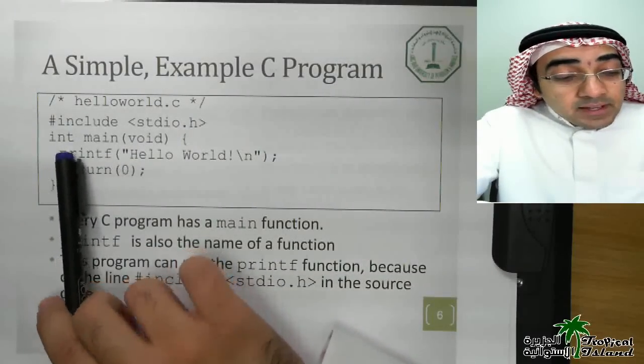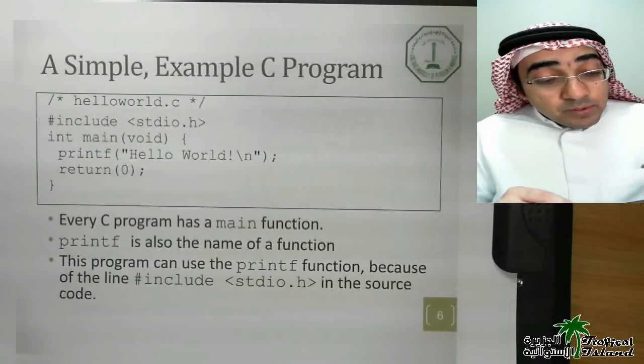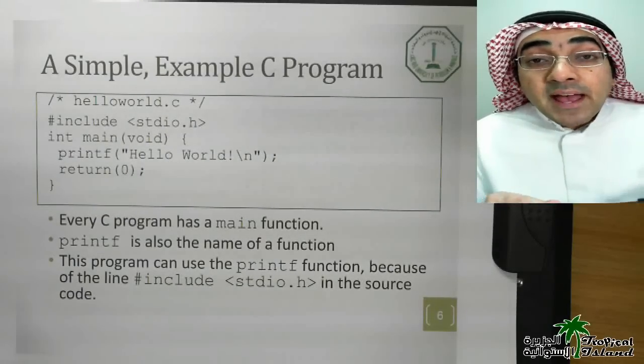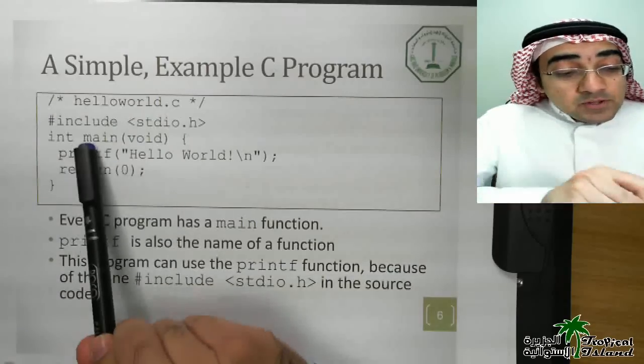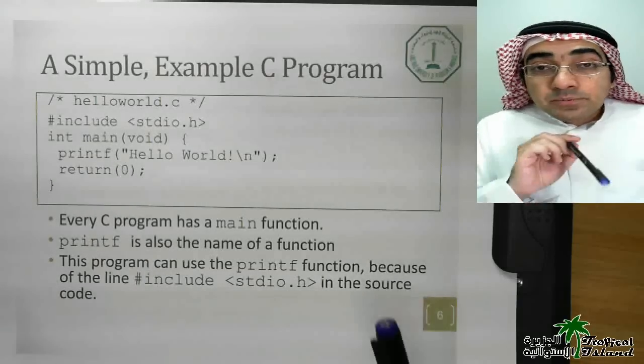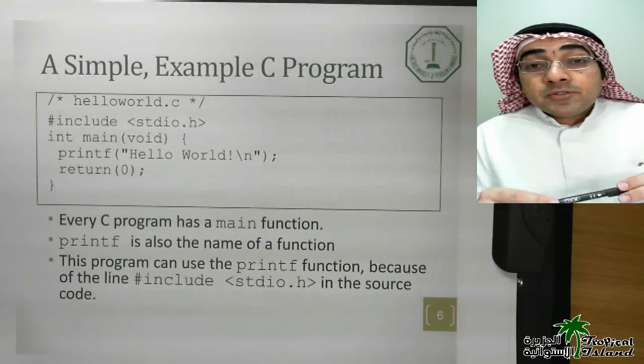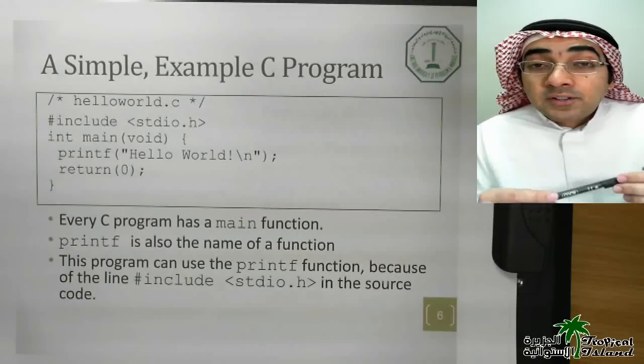Then we have an int main void. And this is very important. Any C program has a main function. This is a function header, and each C program has the main function. Why does it always have a main function? Because this is the first function that gets executed in any C program.